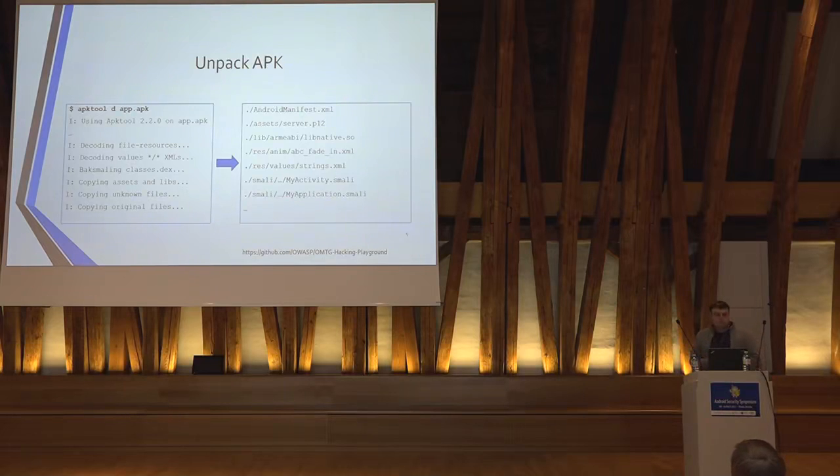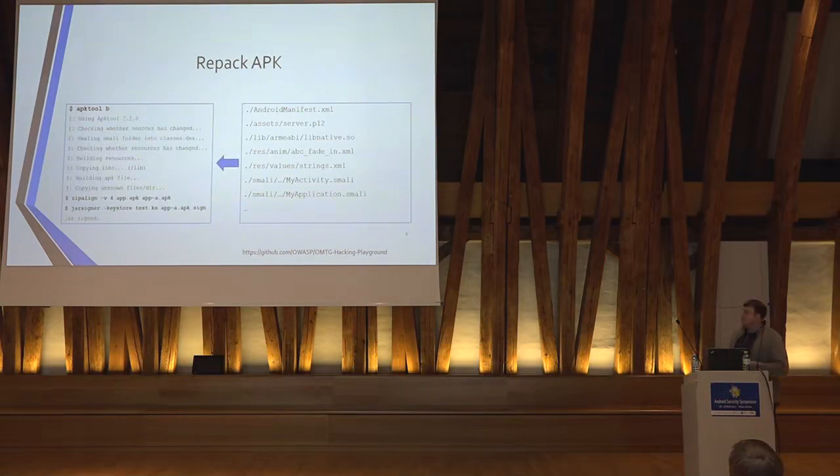If you want to change something and then produce an APK file again, you would use, again, APK tool with the B option to pack the resources into a single file. Of course, to work on Android, you have to sign it, so you will need some sort of key which can easily be generated. So with jarsigner, you can produce a signed APK and then just install and test.